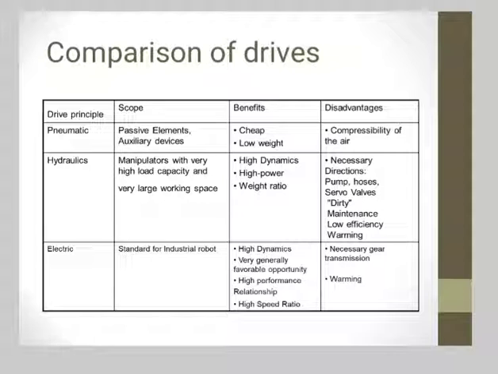So here is a comparison of the drives, that is pneumatic, hydraulic, and electric. The scope for the pneumatic is passive elements, auxiliary devices. For hydraulic, manipulators with very high load capacity and very large working space. For electric, it is standard for industrial robots. Benefits for the pneumatic: cheap and low weight. For hydraulic, high dynamics and high power to weight ratio. For electric, high dynamics, very generally favorable opportunity, high performance relationship, and high speed ratio.